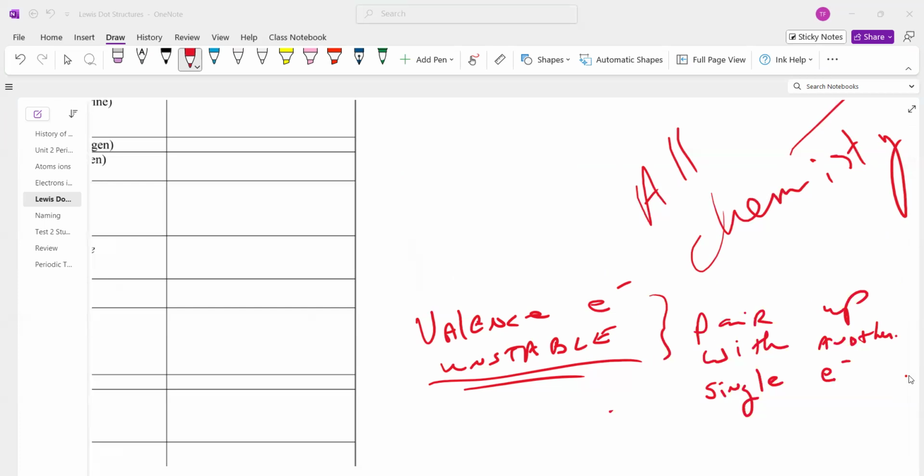A valence electron that's unstable, the path to stableness is pairing up with another electron. And usually it's a valence electron. So valence electrons want to pair up with one another for stability reasons.